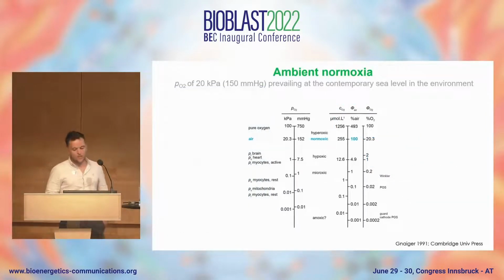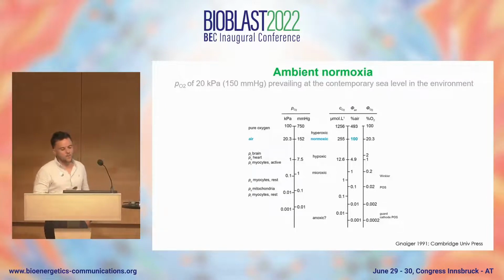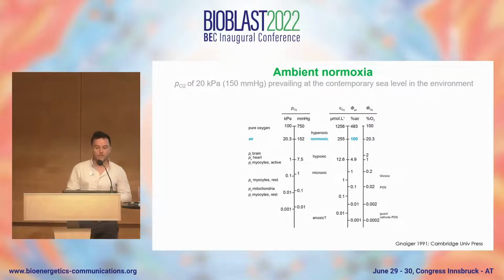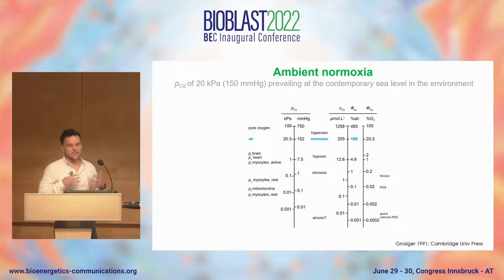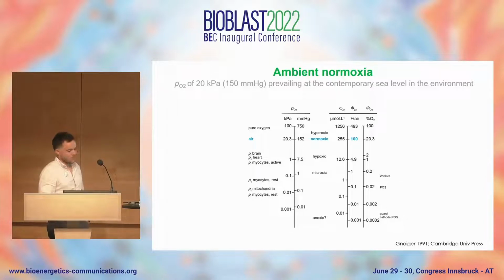So therefore, for our ABC, we began with the environment. And very similar to referring to sea level for expressions of altitude, we defined ambient normoxia as a PO2 that prevails in the contemporary environment at sea level. And of course, this is around 20 kilopascals, or the equivalent of 150 millimeters of mercury. And we use the SI definition of standard pressure of 100 kilopascals as the reference barometric pressure, and water vapor saturated air as the reference.